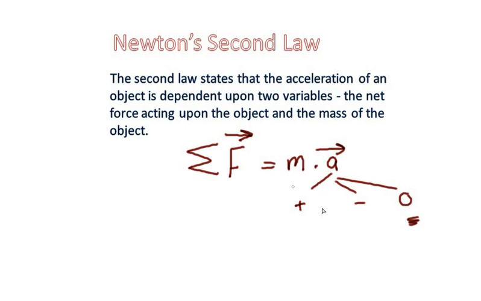If the object is speeding up, the acceleration is positive. If the object is slowing down, then the acceleration is negative. If the object is speeding up, it means that the net force is in the same direction of the motion. If the object is slowing down, it means that the net force is in the opposite direction. To understand Newton's first law and second law, we need to solve some questions.